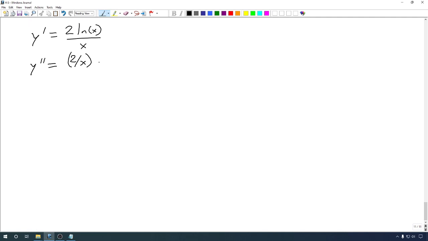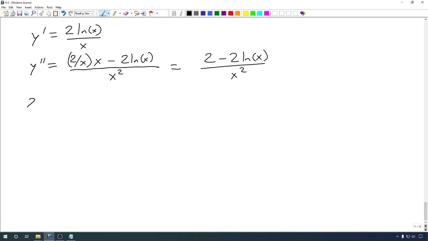We're going to multiply that 2 over x times the bottom. The bottom is just an x. Then we subtract the top times the derivative of the bottom. Well, the derivative of the bottom is a 1. So actually, I'm not even going to write it. And then we get to divide by x squared. And we can actually simplify this. 2 over x times x is just going to be 2. We have 2 minus 2 times the natural logarithm of x divided by x squared. We're going to set this thing equal to 0.